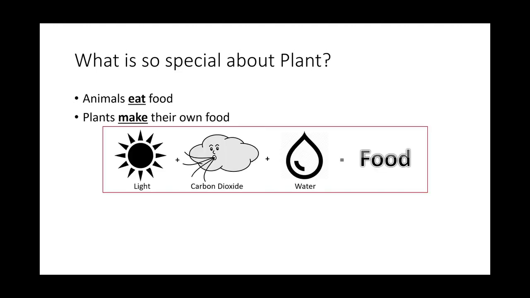Now, how do plants make their own food? Basically they need three substances. You can think of it as cooking. When you cook, you need certain ingredients. For example, when you bake a cake, you need egg, you need flour. So these are the ingredients needed for plants to make food, but we don't call them ingredients. We call them substances, things that are needed for the plants to make food. So they don't only use light. Although we usually say that plants make food using light, they don't only use light.